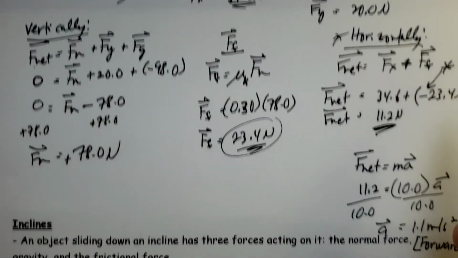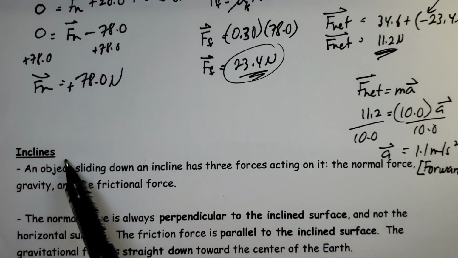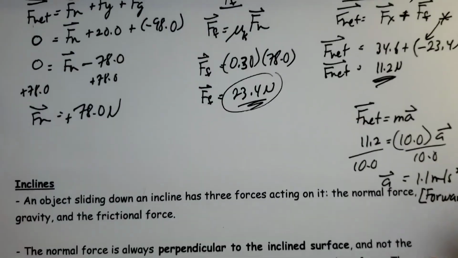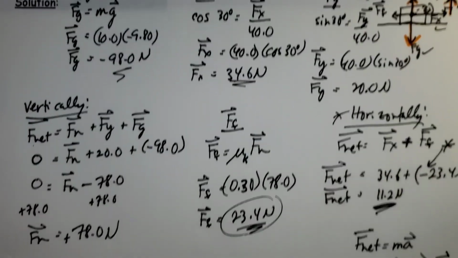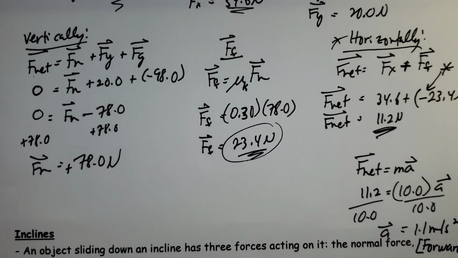Our next video and last video for this section will look at inclines, in which horizontally we kind of treat as parallel to the surface in which the object is moving. But in this case, we can just simply say horizontal.